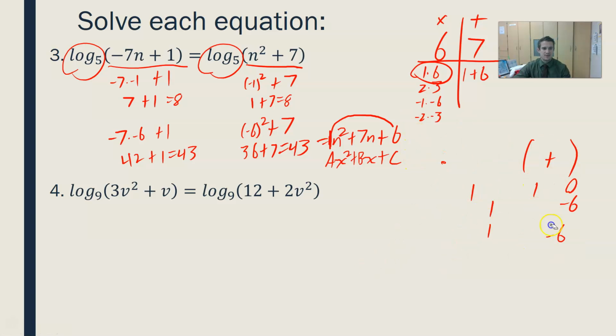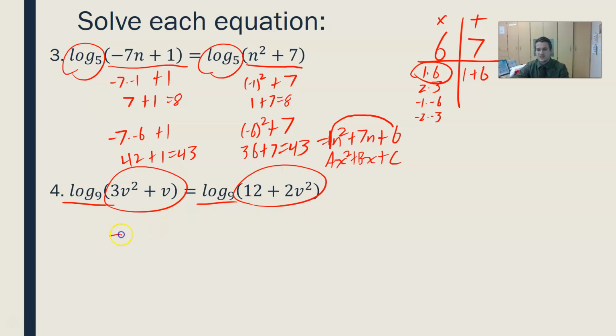Okay, let me erase some of this jazz so I can work on this second problem. So same thing applies here. I have log base 9 on the left and on the right, so I'm just concerned with what's in the parentheses here. 3v squared plus v, I'm going to ignore the logs, equals 12 plus 2v squared.